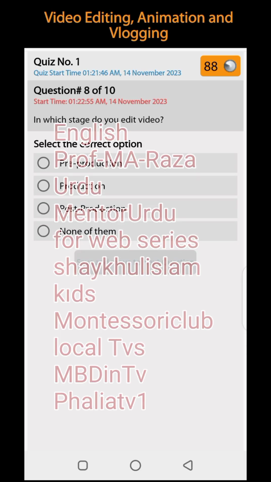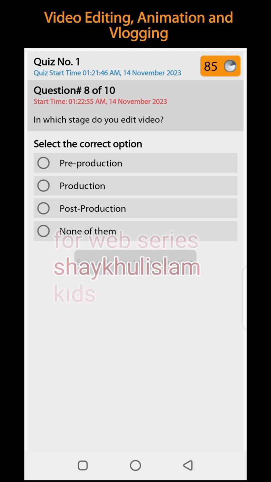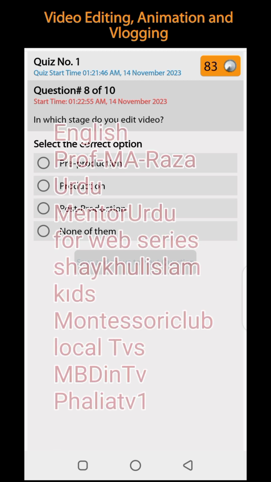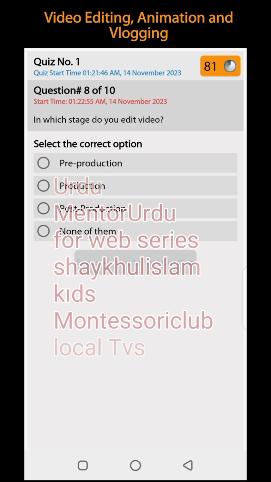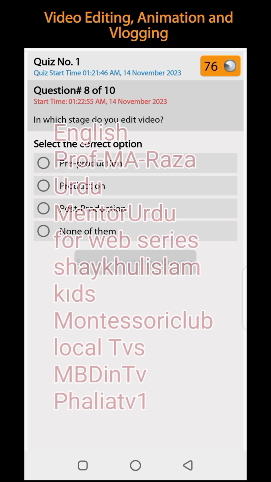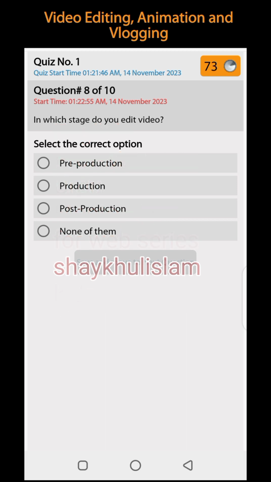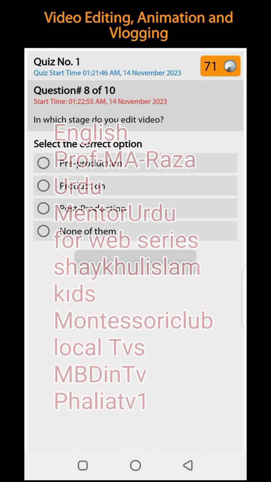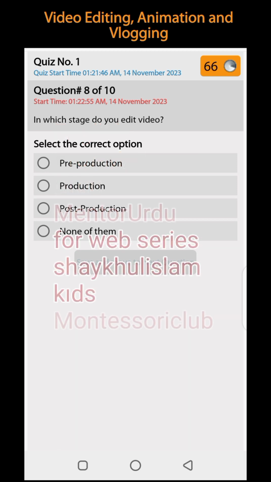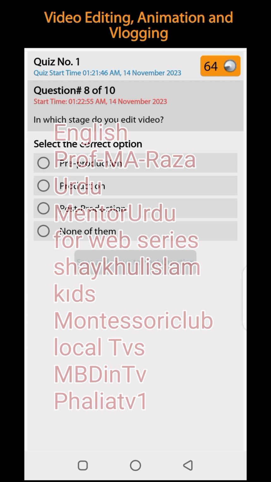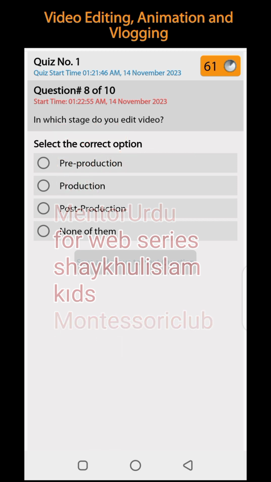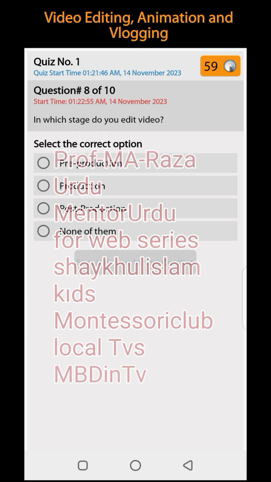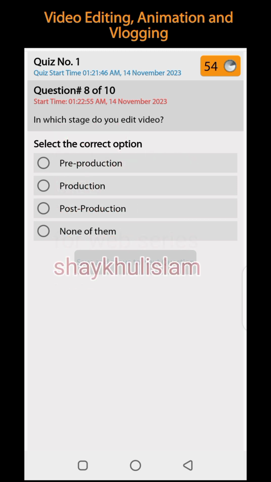So the next question is, in which stage do you edit video? In pre-production, basically, that is, so that must be post-production, because pre-production is the idea, production is the video recording, and post-production is the editing.